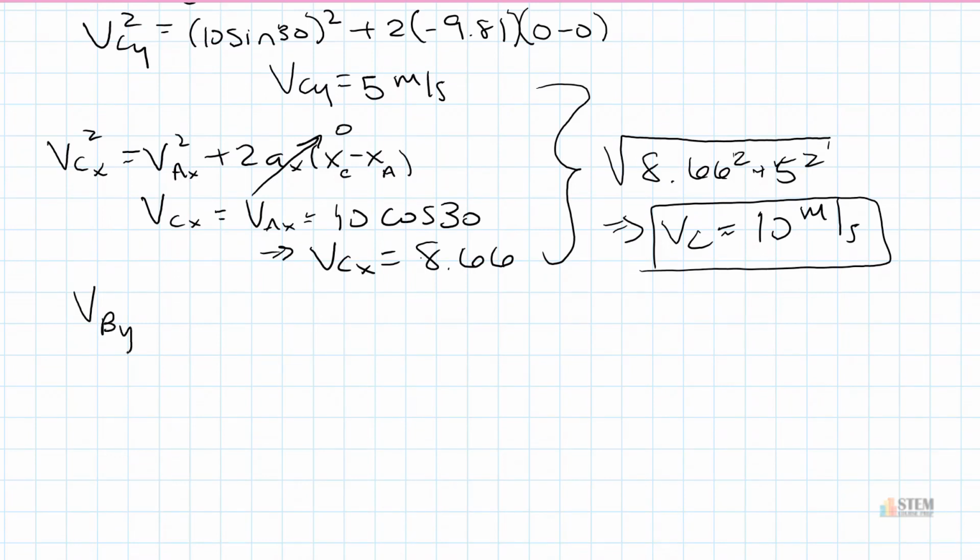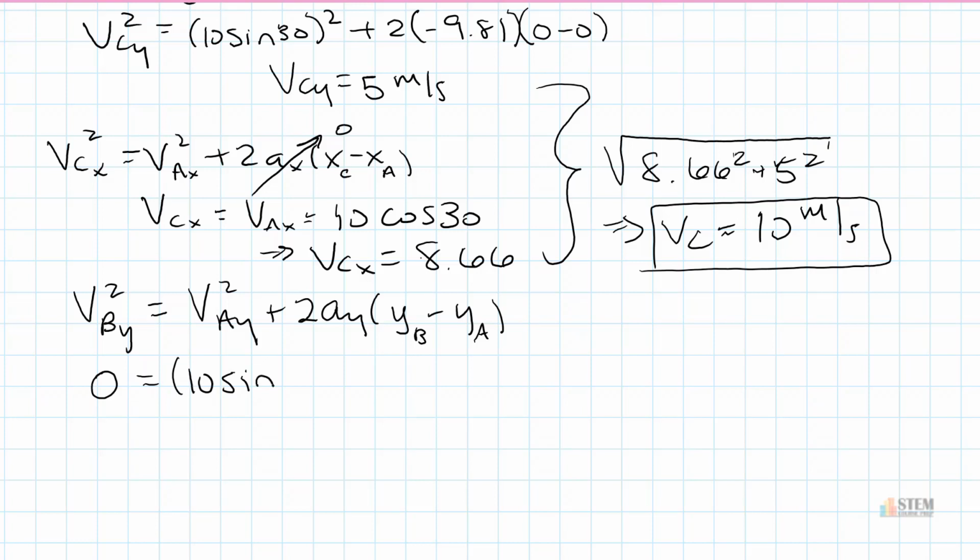So let's do VBy squared equals VAy squared plus 2 times ay times the difference in the displacements in the y direction. So yb minus ya. All right, now we already said that the velocity of B is going to go to 0 because it's going to go up, stop, and then it falls back down. So here, this is going to go to 0. VAy, we already said, was 10 sine 30. We want to square that. And then we're going to have plus 2 times negative 9.81. And then yB is going to be H. And then yA is 0.